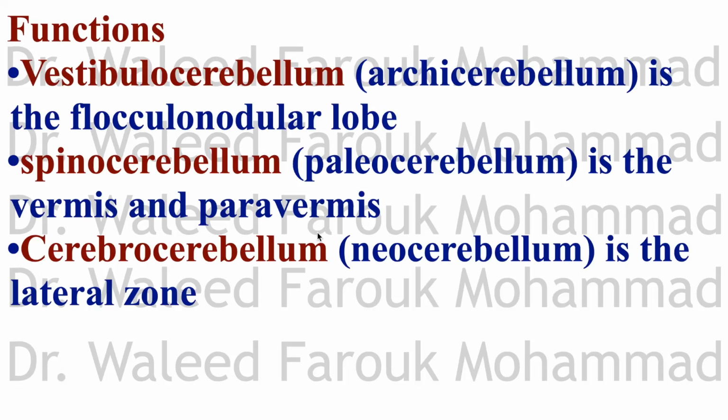In human beings, since they developed the cerebral hemispheres, which are more sophisticated than in the lower animals, the cerebellum enlarged and acquired an extra lobe or an extra zone. It's called the cerebrocerebellum. It's connected to the cerebral cortex. That's why it's called the neocerebellum, and it comprises the lateral zone of the cerebellum.